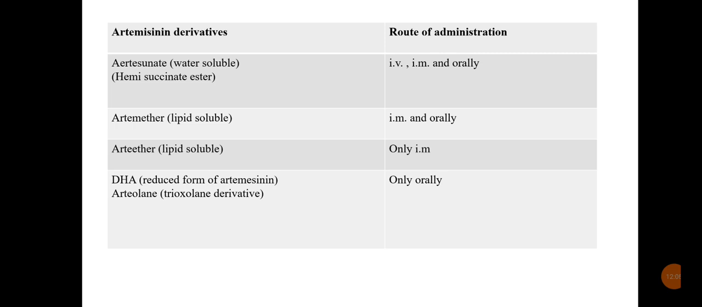Then artemether and arteether. Artemether and arteether are lipid soluble drugs. Artemether is given by the intramuscular route as well as orally. But arteether is not given orally, only by the intramuscular route. And what about DHA? DHA is nothing but the reduced form of artemisinin. And arteolin is the trioxolane derivative, and that is given only orally. So that is our question.